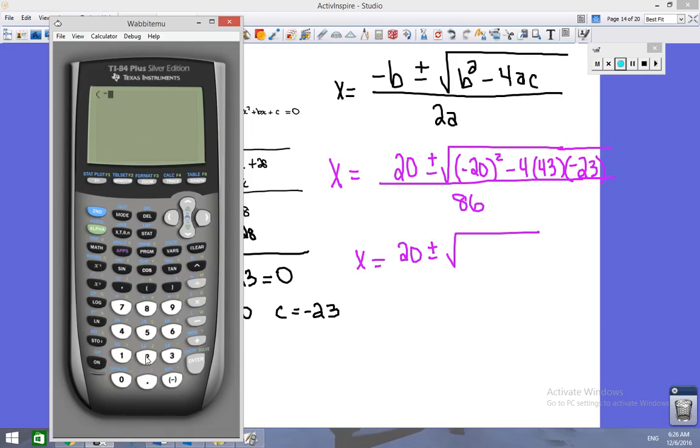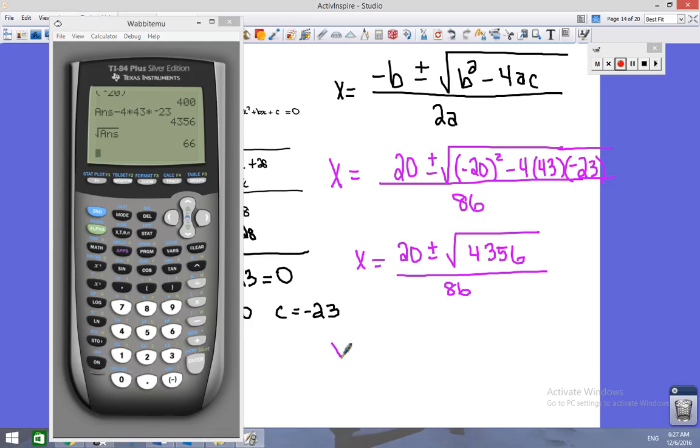The negative 20 squared, I know that's 400, and we're going to subtract that from 4 times 43 times the negative 23. That gives 4356. Now, I'm not good enough at mental arithmetic to look at that and recognize that that's a perfect square, but I suspect it is, just because I don't think they would give us anything else. Let's check and see. Yeah, 66.